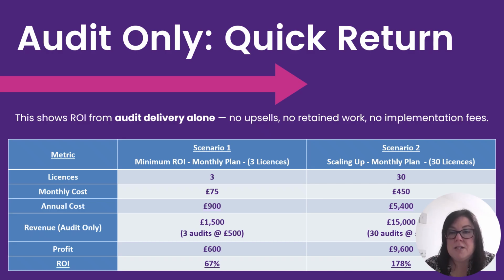Scenario 2, scaling up, 30 clients. Many consultancies already exceed 30 clients. So even if you just did an HR audit on 30 clients, you're paying £450 a month, so £5,400 a year. But the revenue you could generate from just doing an audit with 30 clients is, as a minimum, £15,000, giving a profit of £9,600. So just a couple of examples, if you were just to do audit only, not doing any upsells, no compliance package, no retainer work, and no implementation fees.